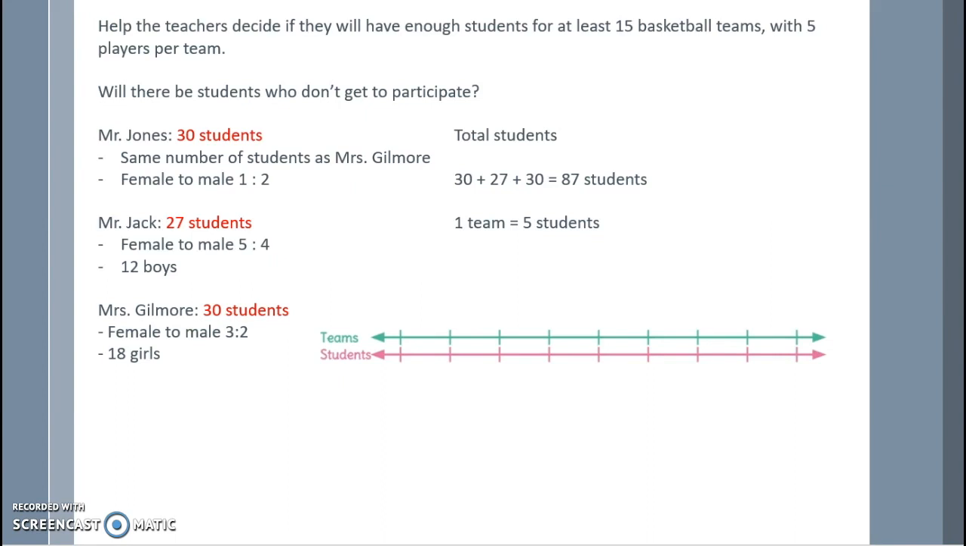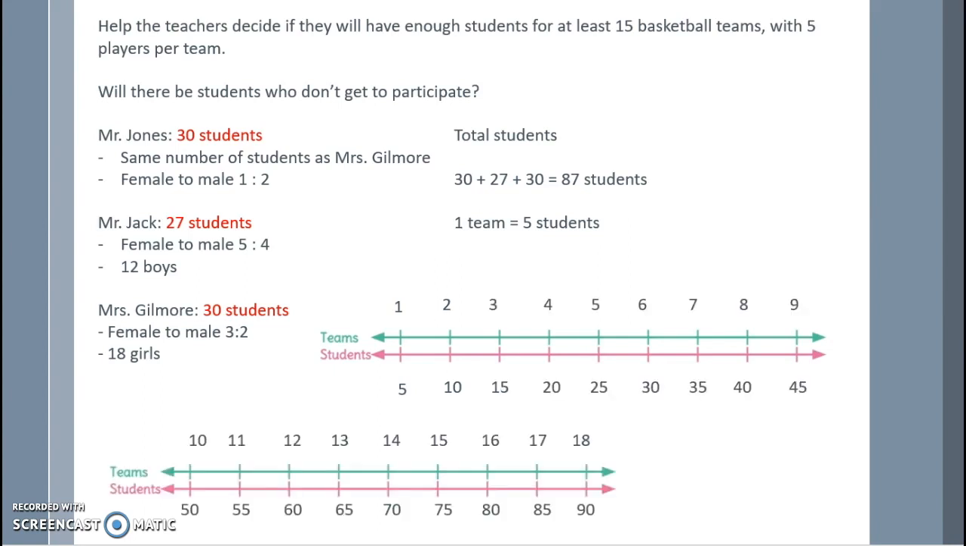Let's use a double bar line to determine how many teams we can make with the students that we have. One team is 5 students. 2 teams is 10 students. And if we were to fill out our whole table, we'd get to 9. We don't have enough room to continue because we need to get to 87. Our table only went to 45. So I continued with a second table and just kept on going.